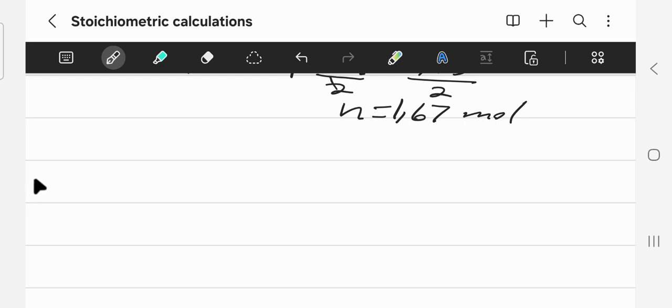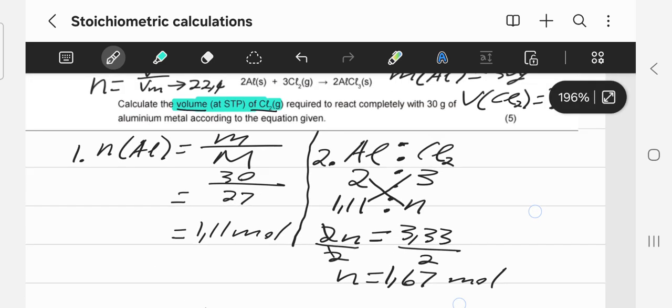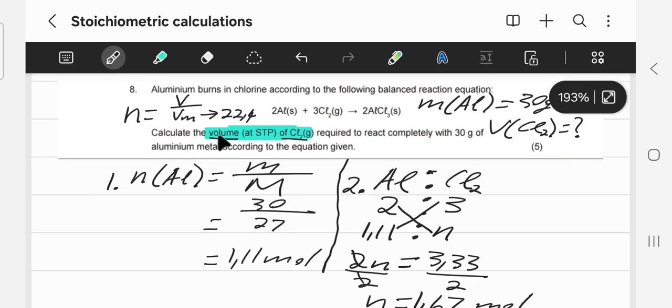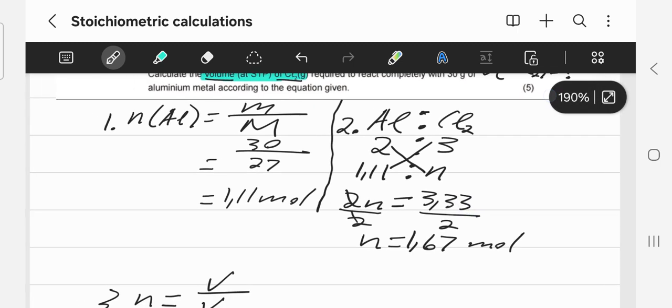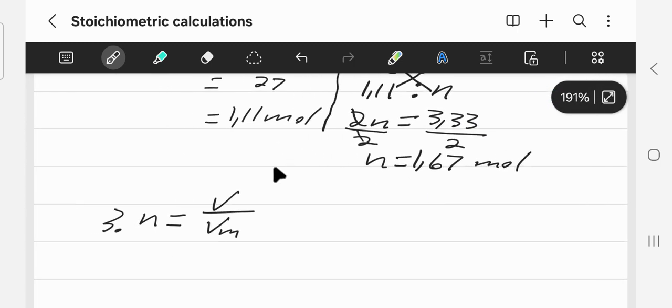Once I have these number of moles for chlorine, guys, my third step will now be to finally find the volume of chlorine. So step number 3 will be for us to finally find the volume of chlorine using the formula N is equal to V over Vm. Why am I using this formula? Because my statement said that I must calculate the volume at STP. So when you see STP, it means your reaction is taking place under standard temperature and pressure. That's why you have to use this volume, whereby your gases have the same molar volume or occupy the same volume.